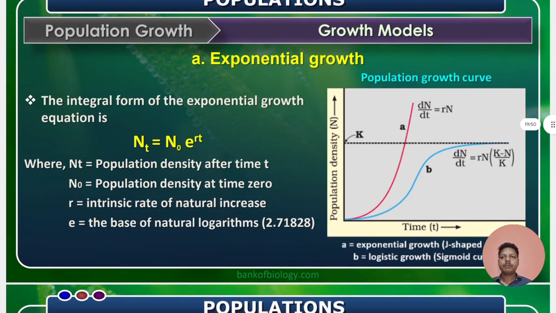Next, the integrated form of the exponential growth equation is N t equal to N naught e to the power r t, where N t equal to population density after time t, N naught equal to population density at time 0, r is the intrinsic rate of natural increase, and e is the base of natural logarithms, 2.71828.